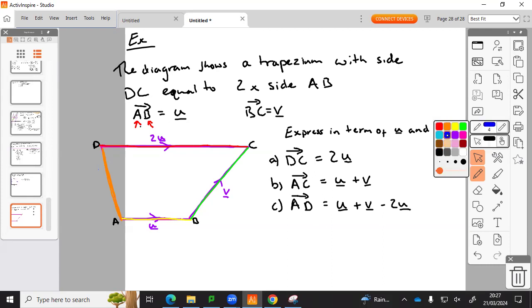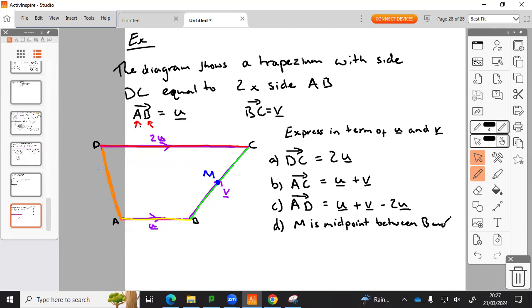Now I'm going to create another point on this, a point M. M is going to be the midpoint between B and C. So if I was to describe BM in terms of U and V, traveling from my known point B to M, I'm going half the distance on my vector V. So it would be half V.